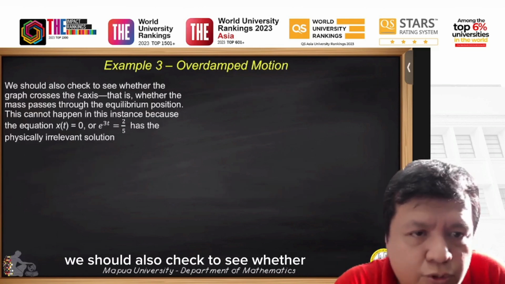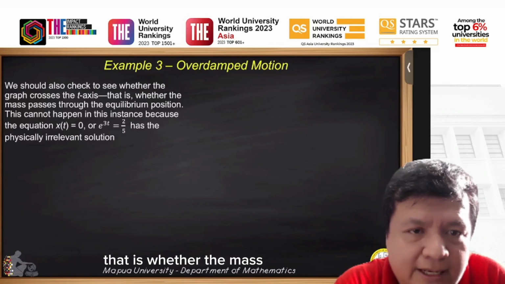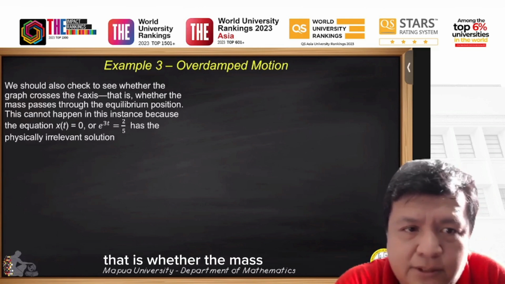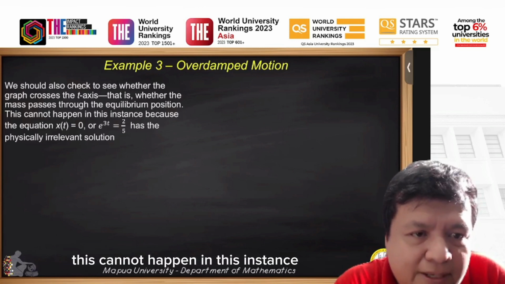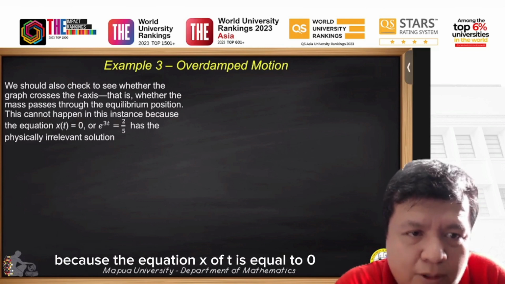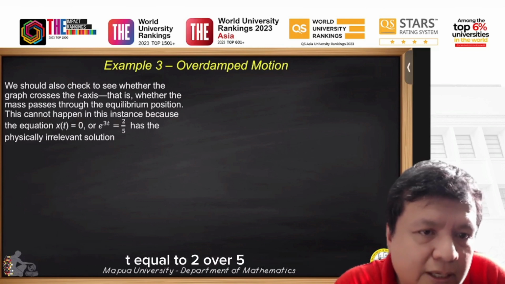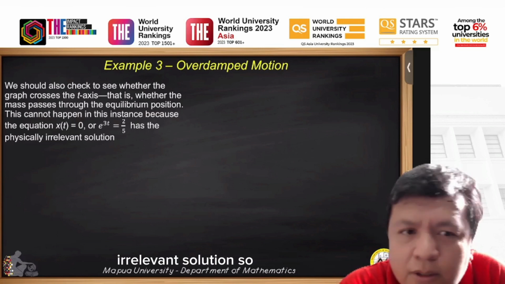We should also check to see whether the graph crosses the t-axis, that is, whether the mass passes through the equilibrium position. This cannot happen in this instance because the equation x of t equal to 0, or e to the 3t equal to 2 over 5, has a physically irrelevant solution.